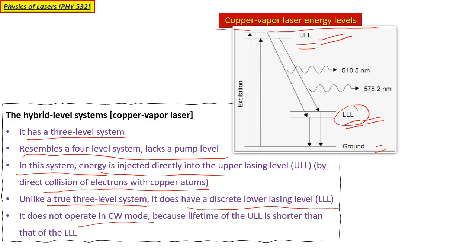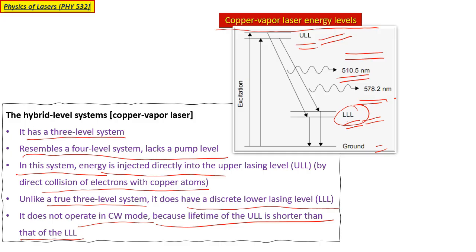It doesn't operate in CW mode because the lifetime of the ULL is shorter than that of the LLL. Usually in 4-level laser systems the ULL lifetime is longer, but here the ULL lifetime is shorter than the LLL. So lasing from here, it immediately decays to the LLL, and lasing happens here, at 510.5 nanometers and 578.2 nanometers.